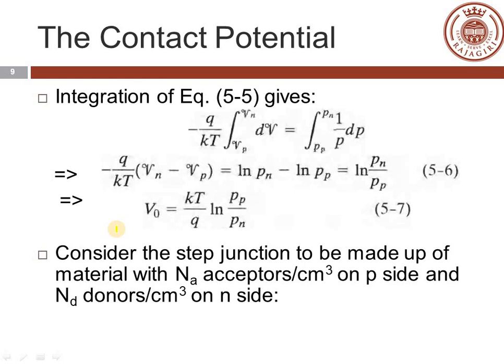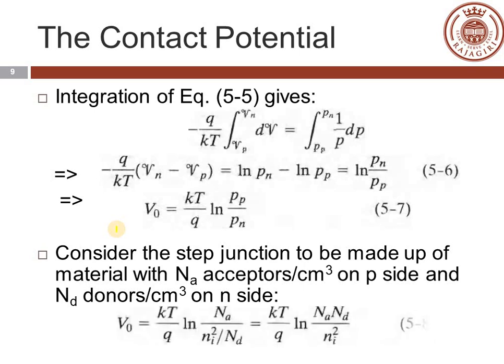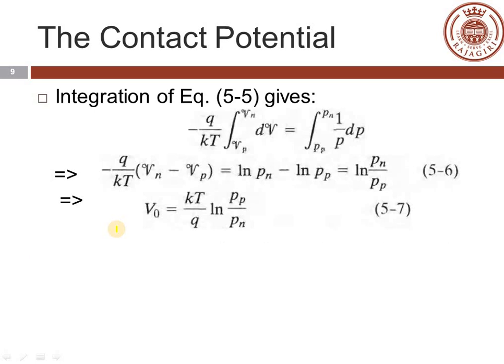As we are having n and p regions separately, for indicating the n side we will be using pn and nn. For indicating the p side we will be using pp and np. So that's what is mentioned in equation 5.7: V0 equal to kT by q ln pp by pn.